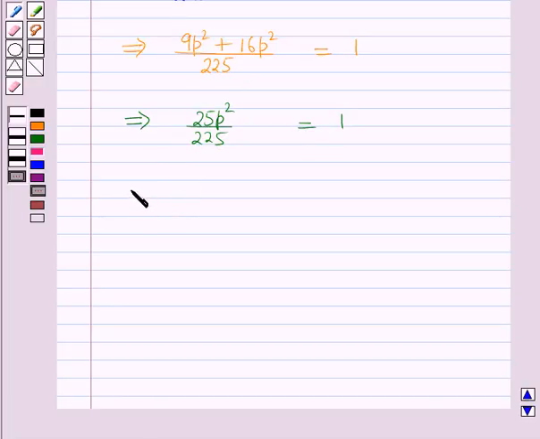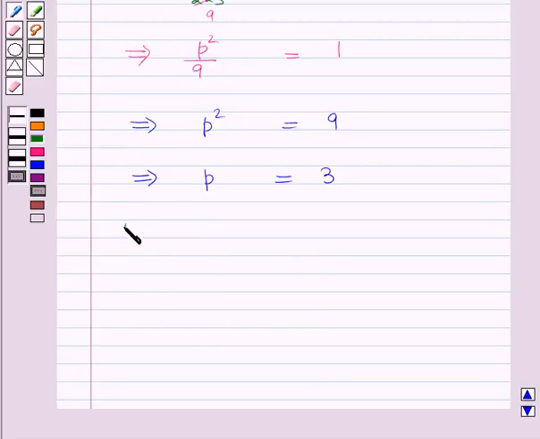Here 25 into 9 is 225, so it will be p square over 9 = 1. This implies p square = 9, which implies p = 3. Here we are only taking the positive value, as we know that the value of p is always positive.